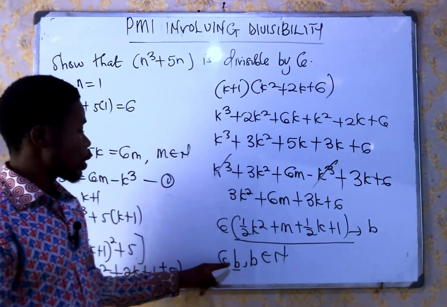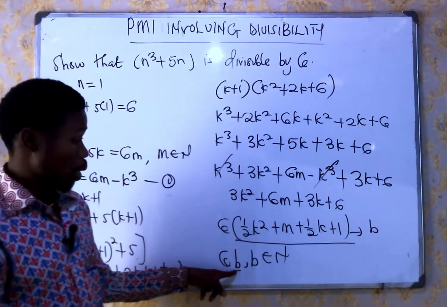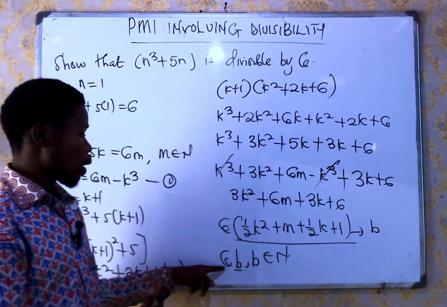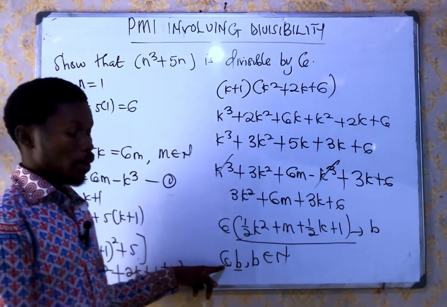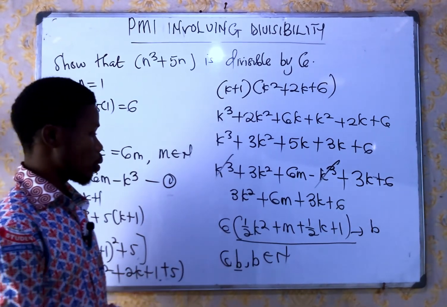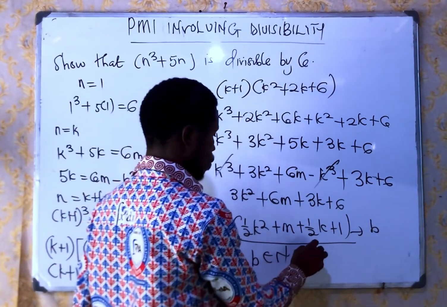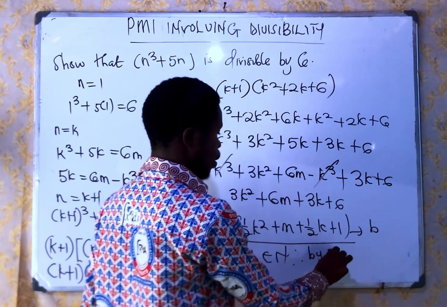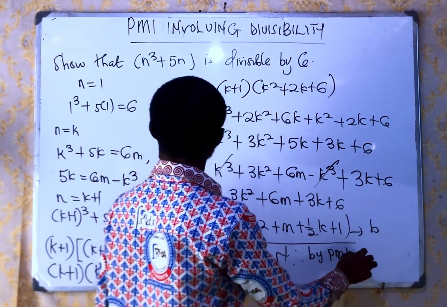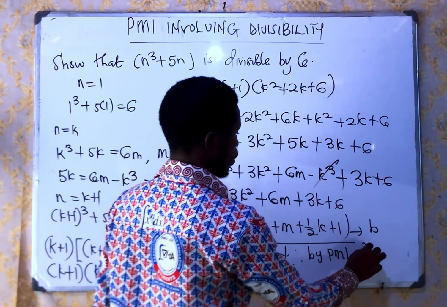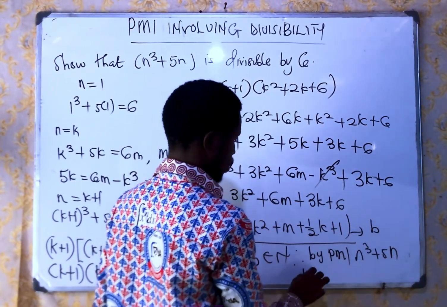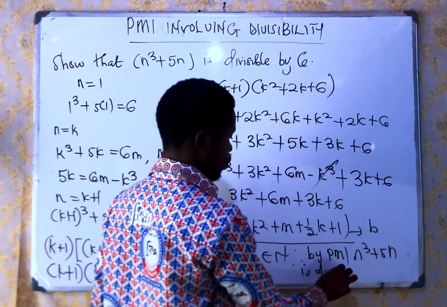So therefore, since this b is a natural number, any natural number I put here, if I put 5, 6, 8, 10 here, because it's multiplied by 6, it is divisible by what? 6. Is that okay? So you conclude, therefore, by PMI, n cube plus 5n is divisible by 6.